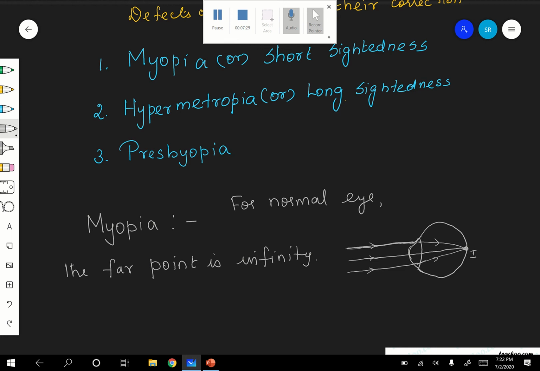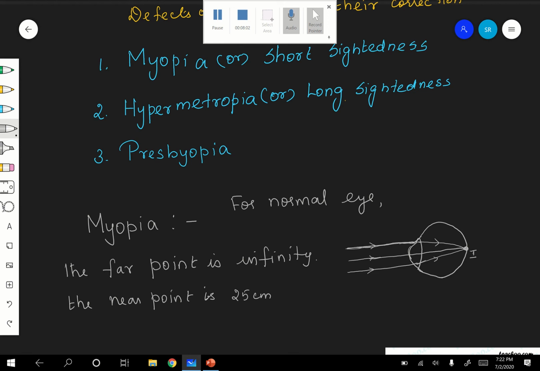Why? The retina has lots and lots of optic nerves. This optic nerve nicely takes the signal to the brain. Like that, the near point of a normal eye is what? 25 centimeter.